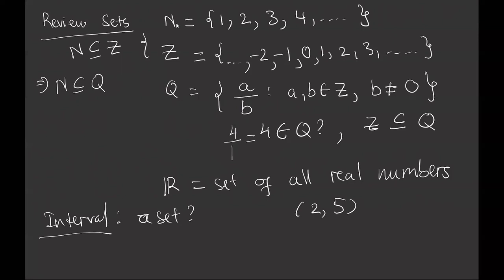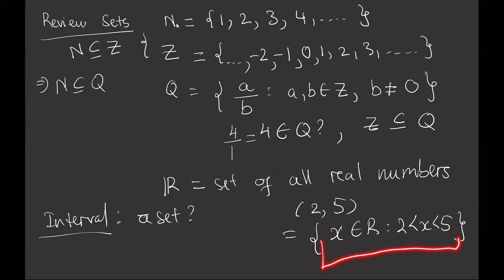All numbers from 2 until 5. So isn't it all real numbers such that it is greater than 2 and smaller than 5? It is a set of all real numbers that is between 2 and 5, right? So an interval is indeed a set. Okay, it is a set.